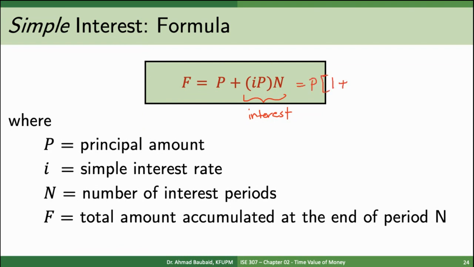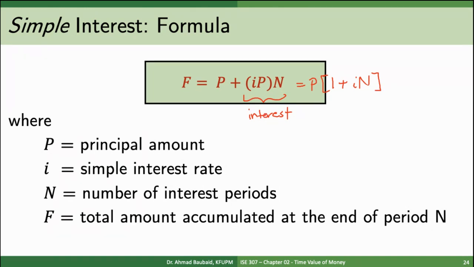Sometimes you will see this written as the following, if you take P as a common factor, you'll see it maybe like this. But again, we're not going to see this very often. Simple interest is not something that is going to come up very often, but you should be aware of it because it's used in some cases like bonds, I think. They will use simple interest. But generally speaking, in investments, you will always use compound interest.